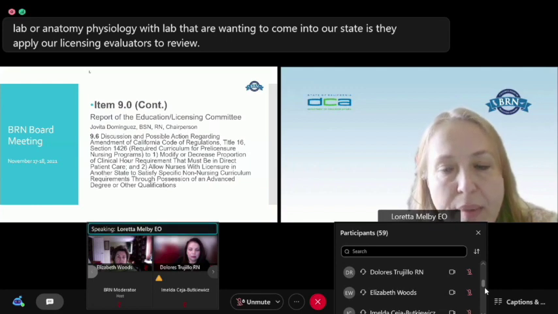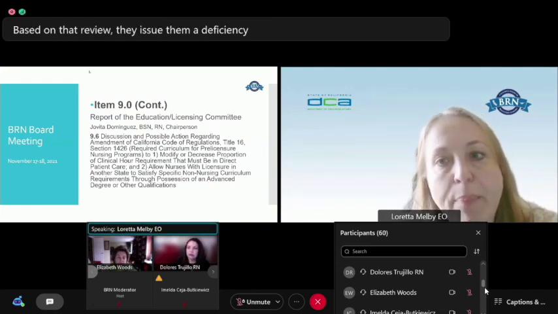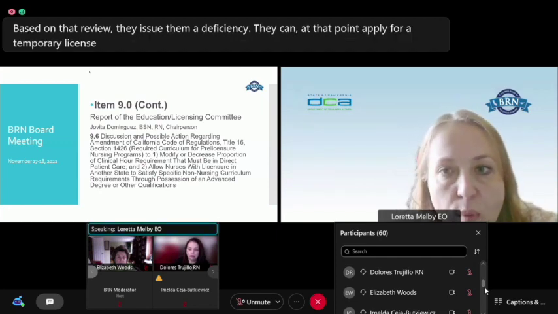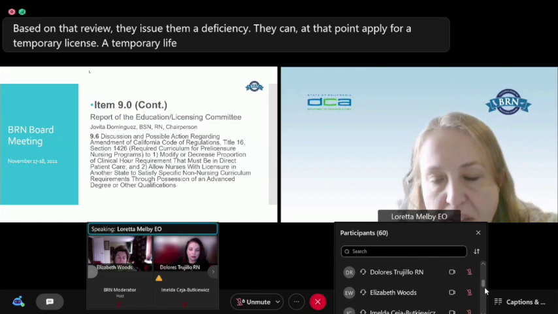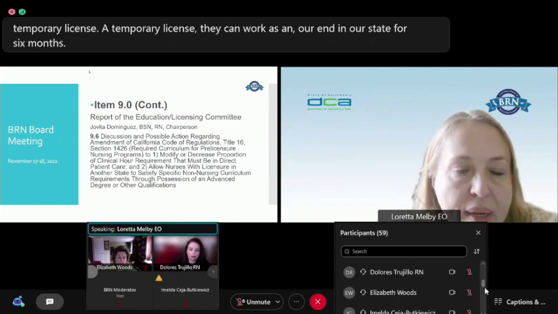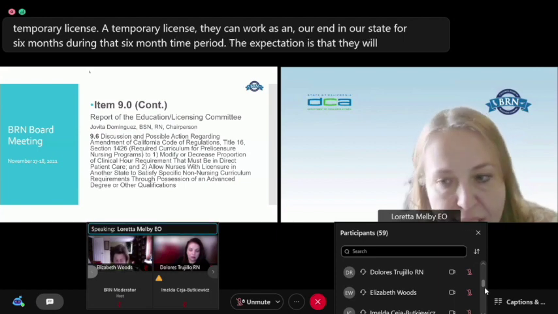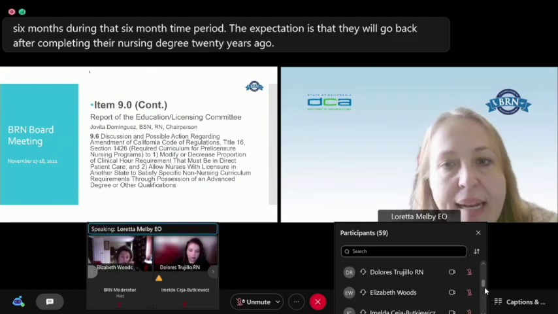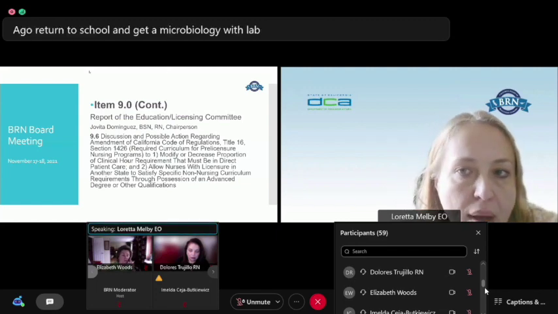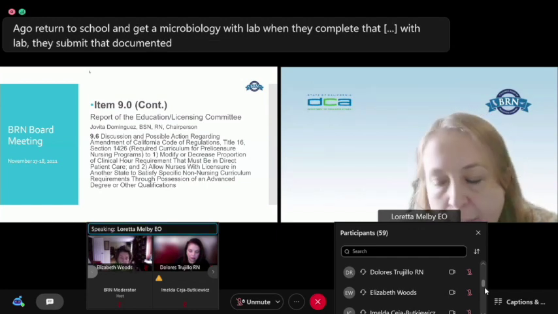Based on that review, they issue them a deficiency. They can, at that point, apply for a temporary license. The temporary license, they can work as an RN in our state for 6 months. During that 6 month time period, the expectation is that they will go back after completing their nursing degree 20 years ago, return to school, and get a microbiology with lab. When they complete that microbiology with lab, they submit that documentation, they clear up that deficiency.